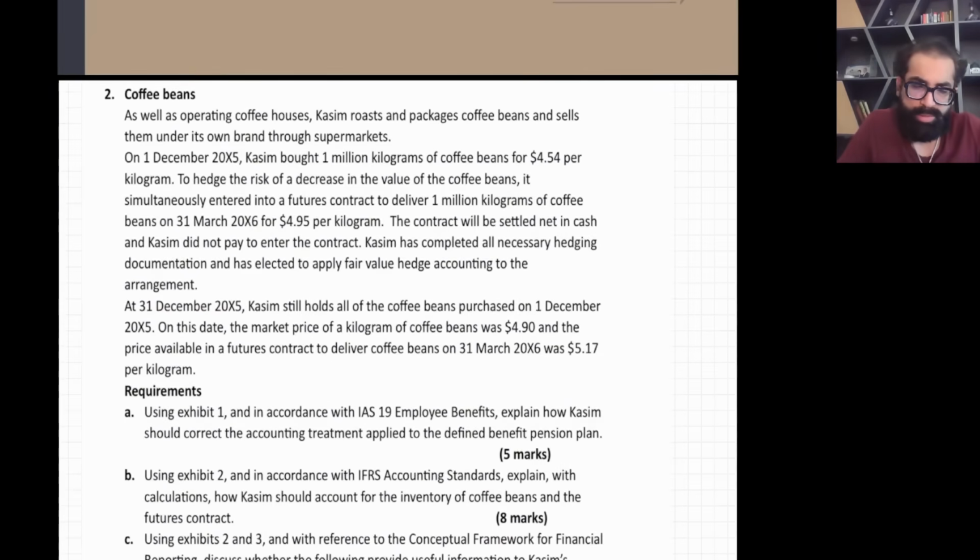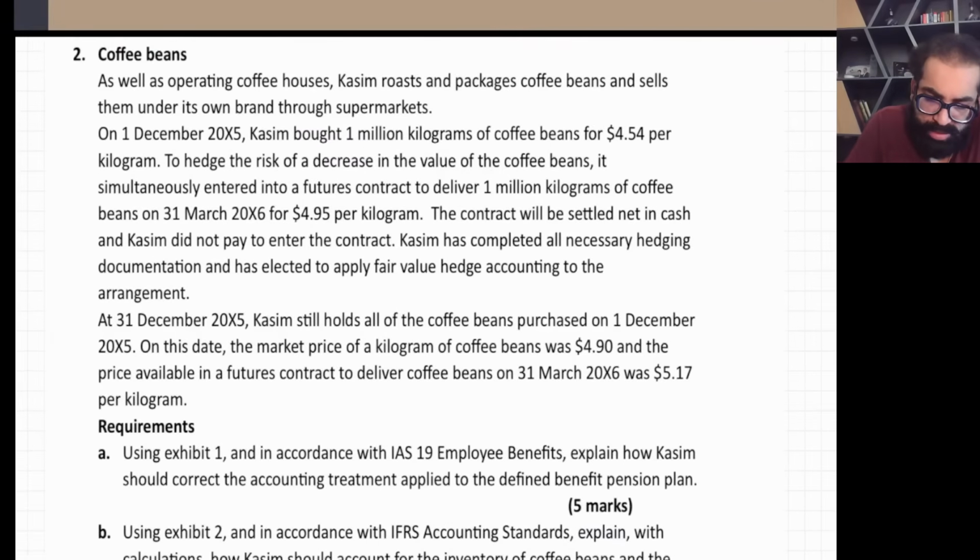Now they are saying, as well as operating coffee houses. The first part of this question was IAS 19 and this part is IFRS 9. It's related to hedging. Okay, so we are going to cover only the hedging part.